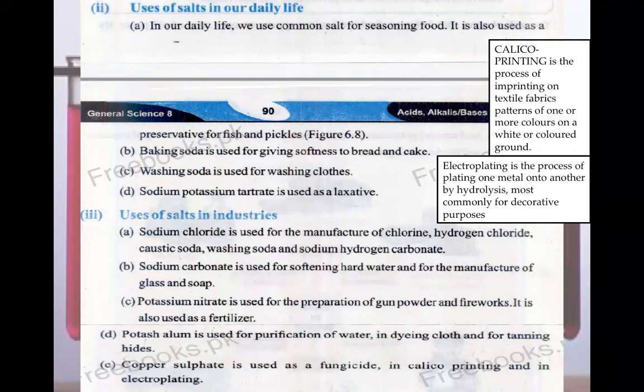Now we are moving towards the point B. Sodium carbonate is used for softening hard water and the manufacture of glass and soap. If you remember, we have studied in the previous class about hard and soft water. Okay, how hard water is important and what are the difference between hard and soft water.